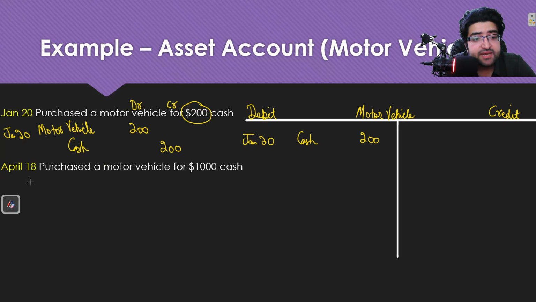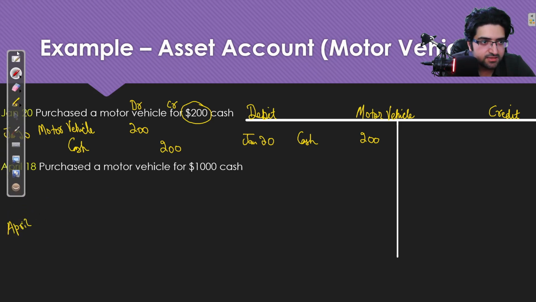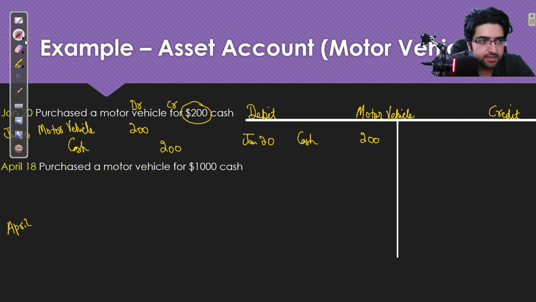Now, April 18. Purchased a motor vehicle for $1,000 cash. So let me write the date first. April. One second, let's not leave this space. I can move this up here. I can erase this and just continue from here. So April 18, the date comes here. Then I will write motor vehicle on the debit side.